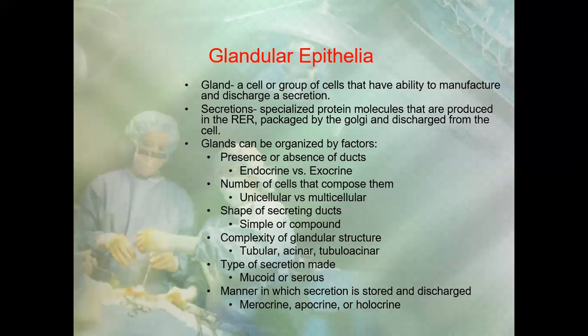So these are all of the categorizations of our glands. Where do they put their stuff? Into the blood, outside of the blood, big sweeping changes, localized changes. How many cells do they have? What kind of shape do they have? What kind of structure? What kind of stuff do they make? And how do they get that stuff out of them?